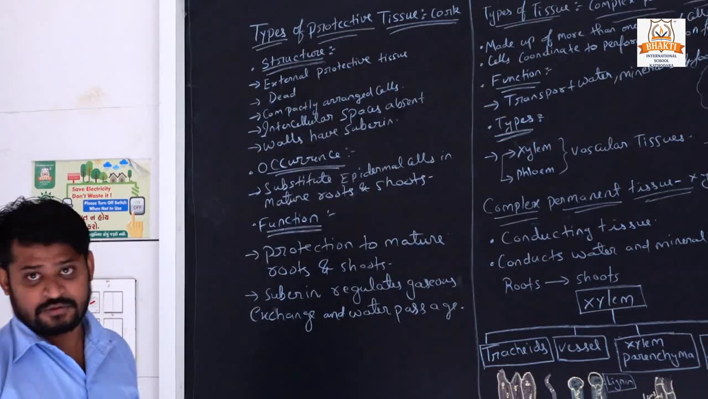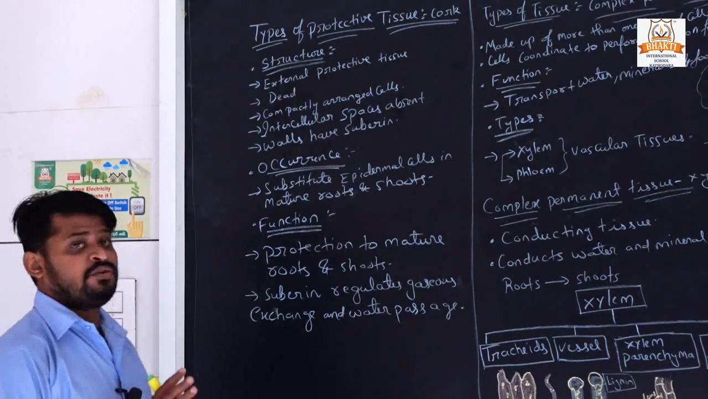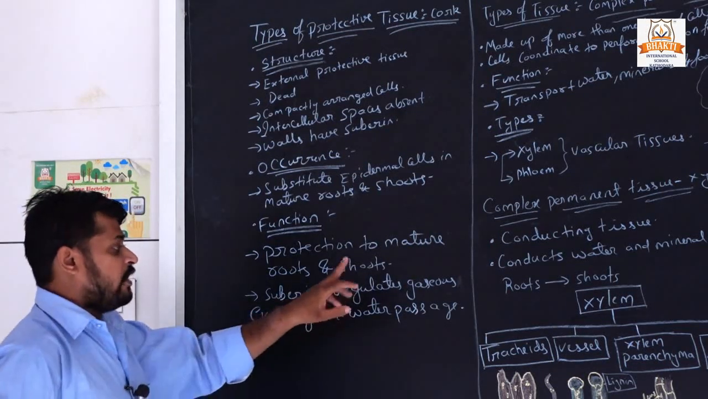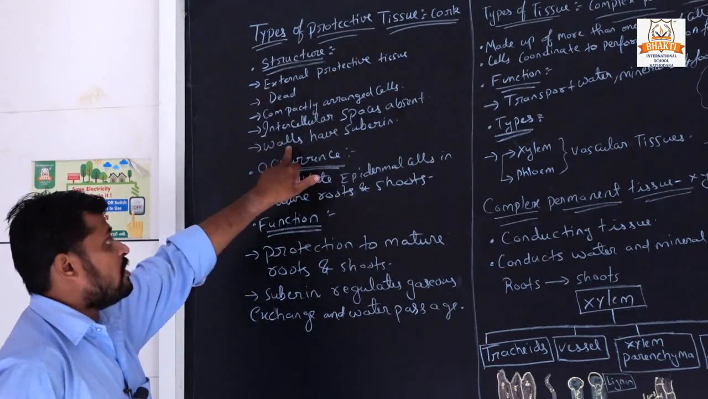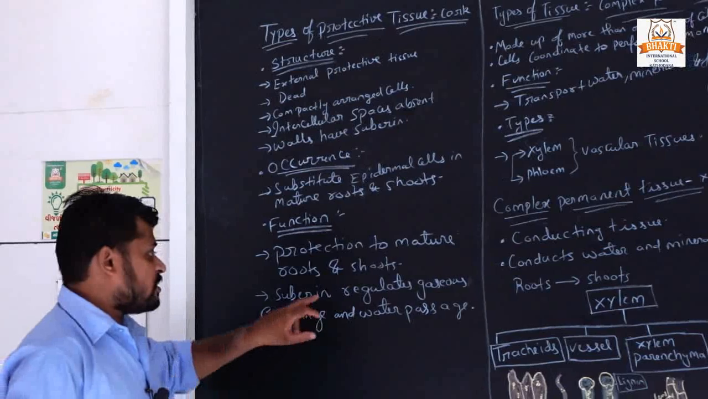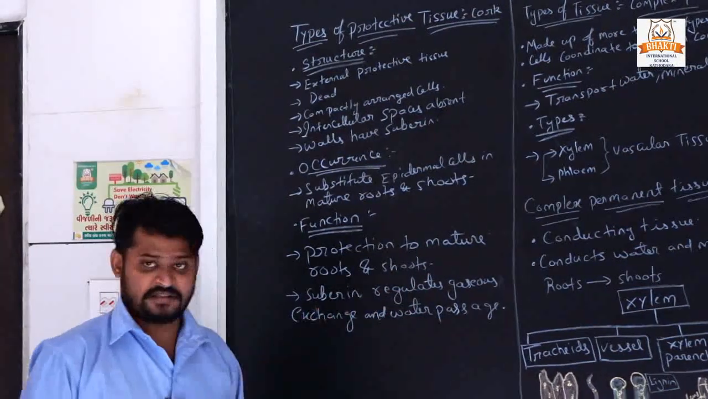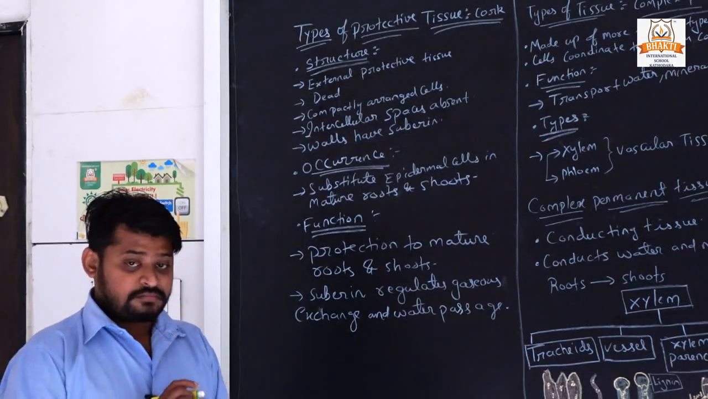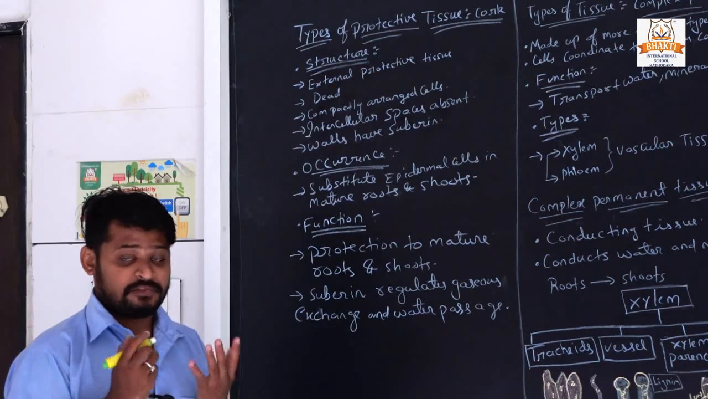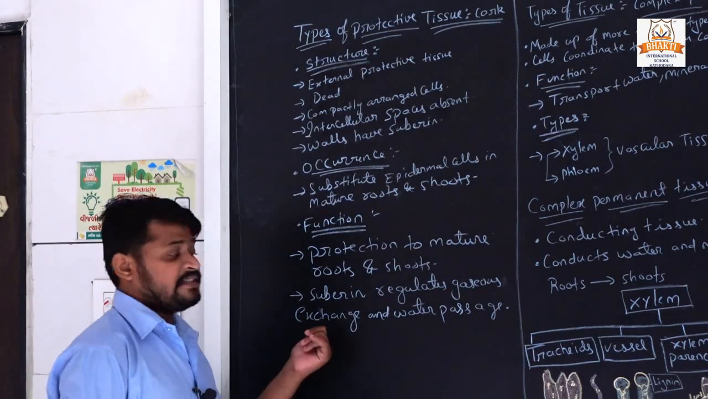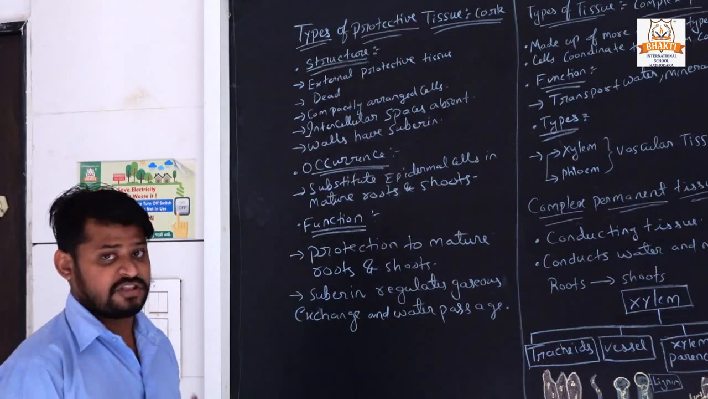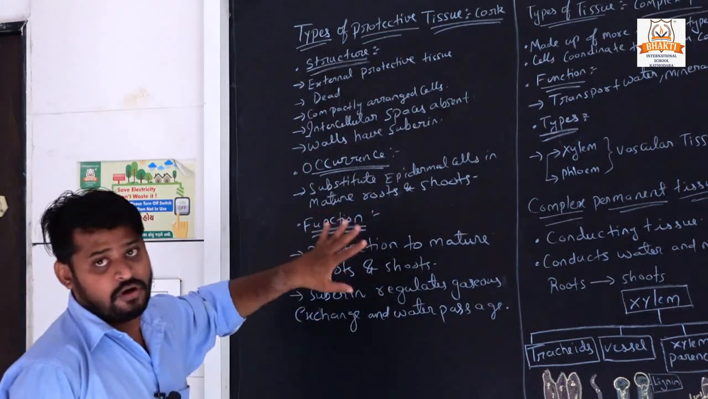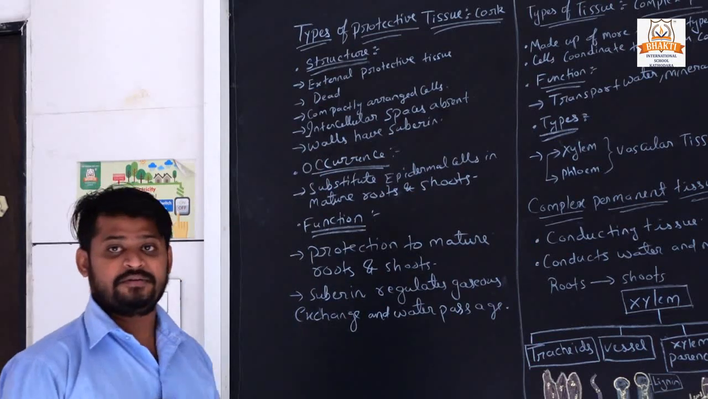Protection to mature roots and shoots. It provides protection to the mature parts of plants, mostly the roots and shoots. What is the function of suberin? Because the walls are made up of suberin, the suberin regulates gaseous exchange and water passage in a plant cell. So these are the functions of cork, and cork is the second type of protective tissue.